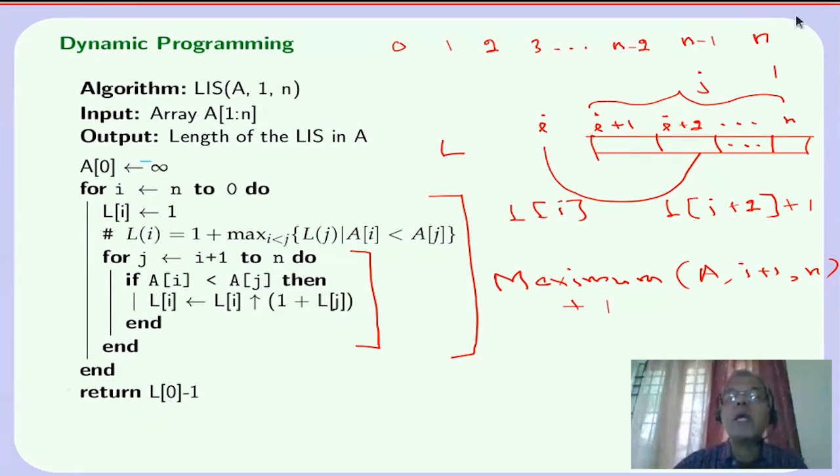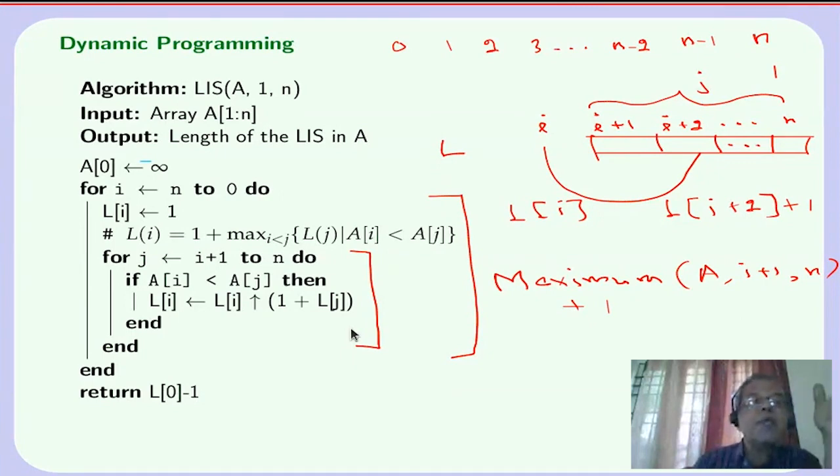The subproblem that we are interested in is L at 0. So we have solved L at n, L at n minus 1, L at n minus 2, L at 3, L at 2, L at 1, L at 0. L at 0 is the subproblem that we are interested in. It is 1 longer than needed, and therefore we subtract 1. Now let us analyze the running time.